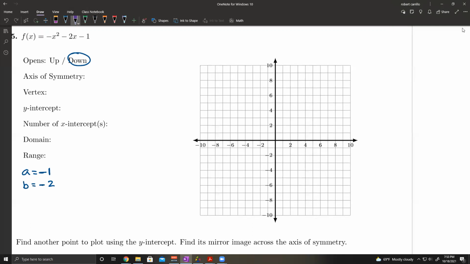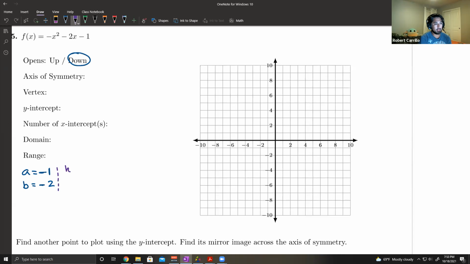All right. So now we can find h and k. We'll say h equals negative b over 2a, and that'll give you negative negative 2 over 2 times negative 1. And that'll become positive 2 over negative 2, which gives us negative 1. So our h value is negative 1.